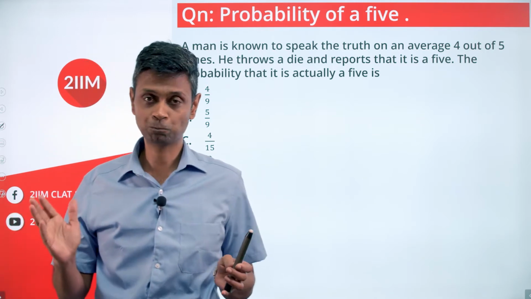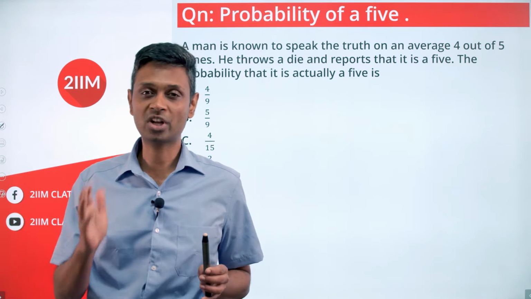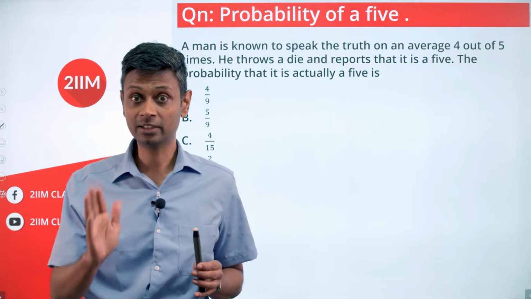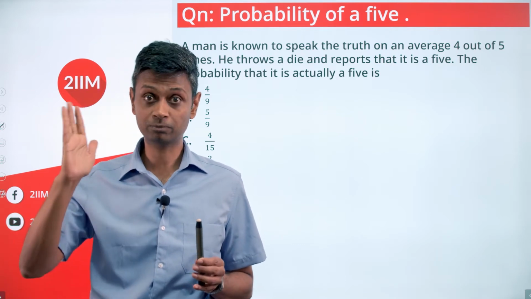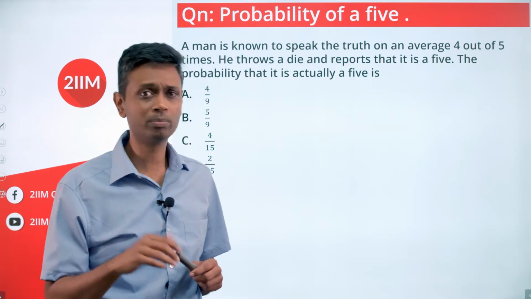Given it is a 5, what is the probability that he'll report a 5? That is 4 by 5. If it is 5, it's a 4 out of 5 chance that he speaks the truth. That is clear. He has said it is 5. What is the probability that it actually is 5? That's what we're trying to do. And so we're going to use Bayes' theorem.